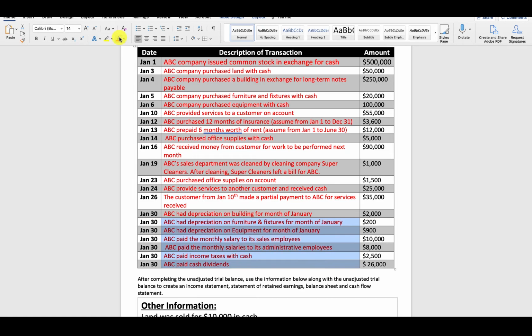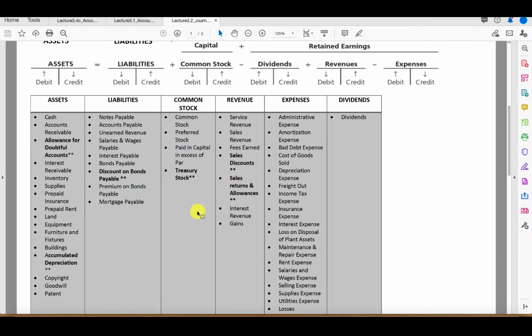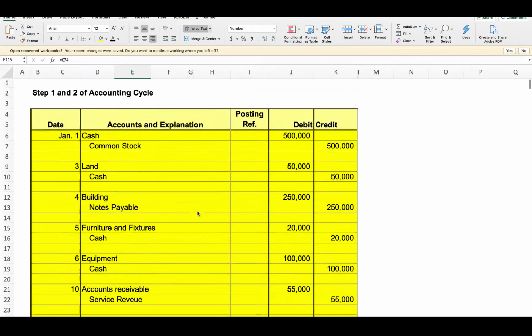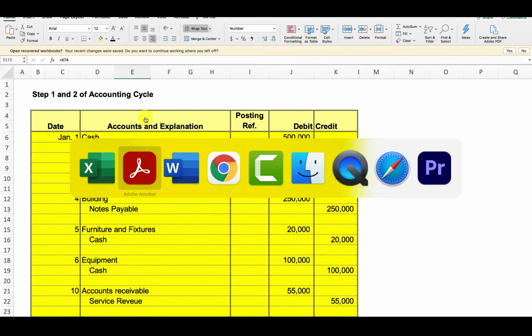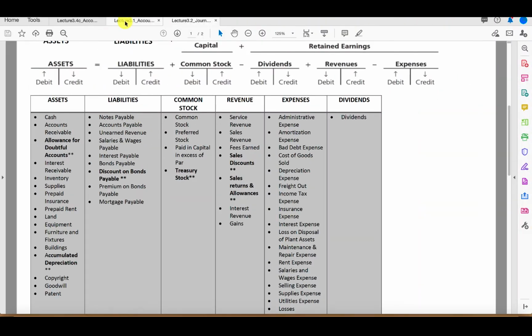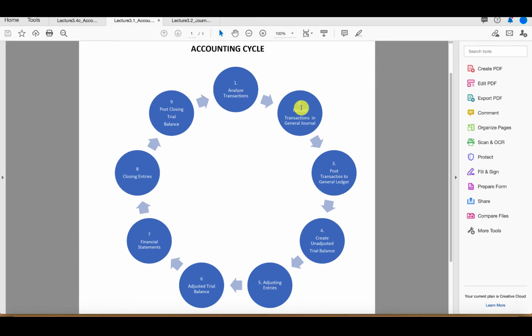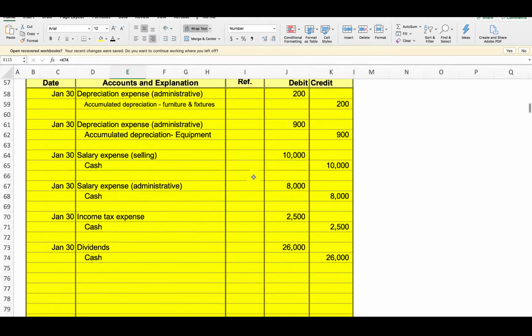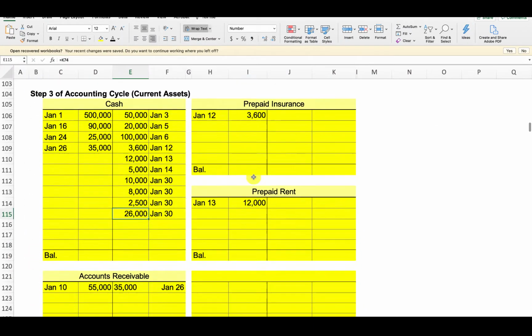I have taken all of these journal entries, the 15 journal entries or so, and I have recorded them on the general journal, steps 1 to 2 of the accounting cycle, and I have recorded them on the general ledger. So I've done step 1, step 2, and I'm almost finished with step 3. I'm going to show you the last piece of 3, but these are the 3 steps that I have here, right? So now all of these are recorded, and now I have the general ledger.